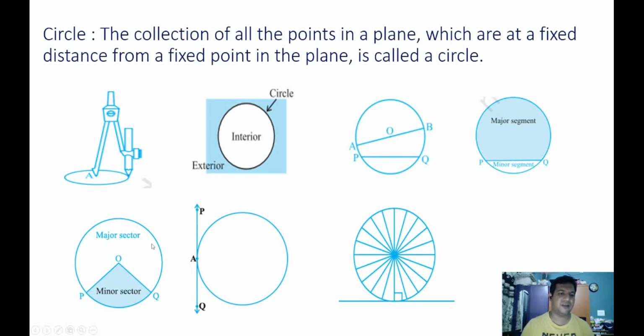Similarly we have another diagram which differentiates between the major and minor sector. We have a center point O. PO is one radius, OQ is the other. We have a larger arc above these two covering the major sector. Smaller one, minor sector, smaller arc. Simple? Okay, let's move on to the tangent.